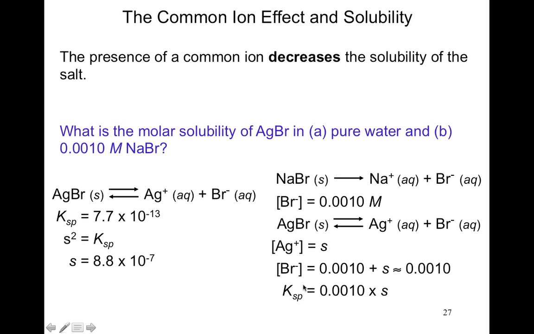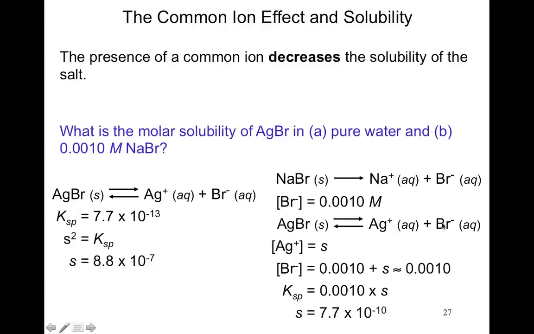Now when we do our Ksp, we solve for this. It's 0.001 multiplied by S, because that's bromide multiplied by silver. We're setting up the same thing we did over here. So now when we solve for S, we get 7.7 times 10 to the negative 10. Now it's quite a bit smaller than this S was, which means we're dissolving quite a bit less silver bromide than we were in pure water. And that's exactly what you'd expect with the common ion effect.